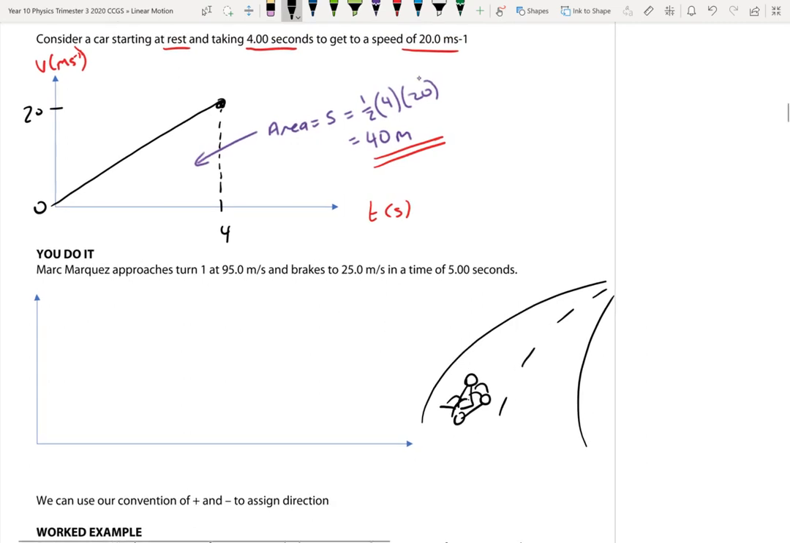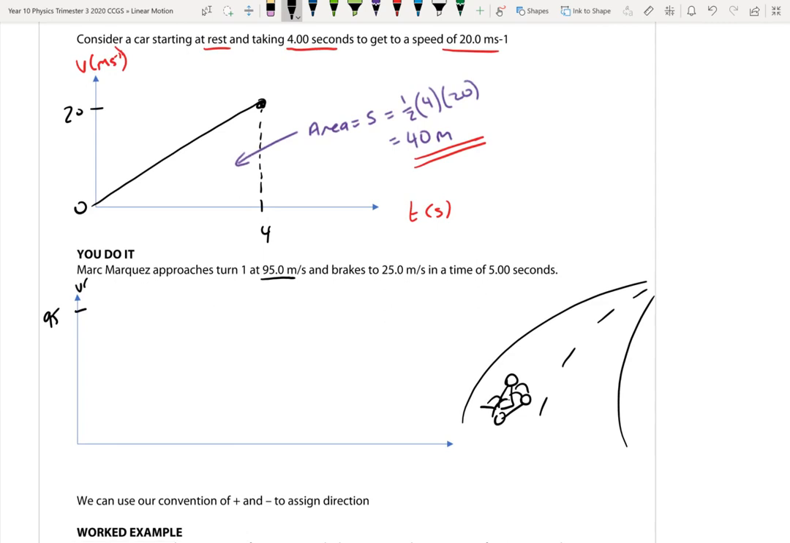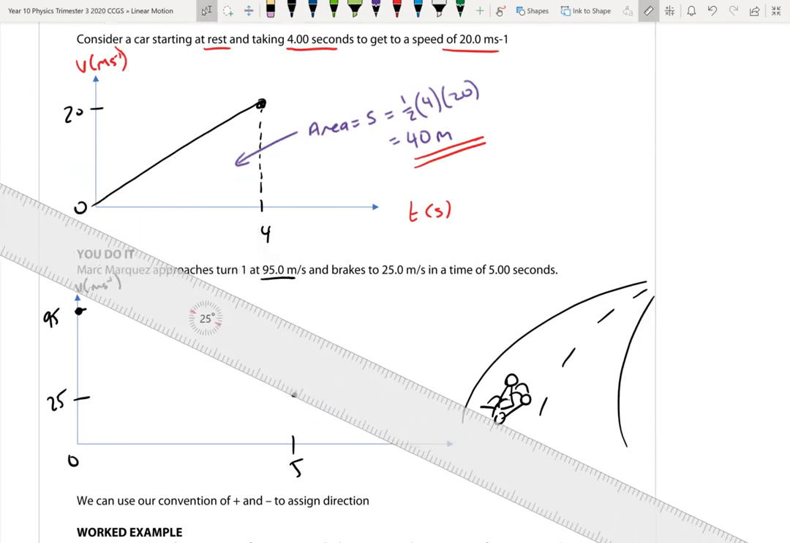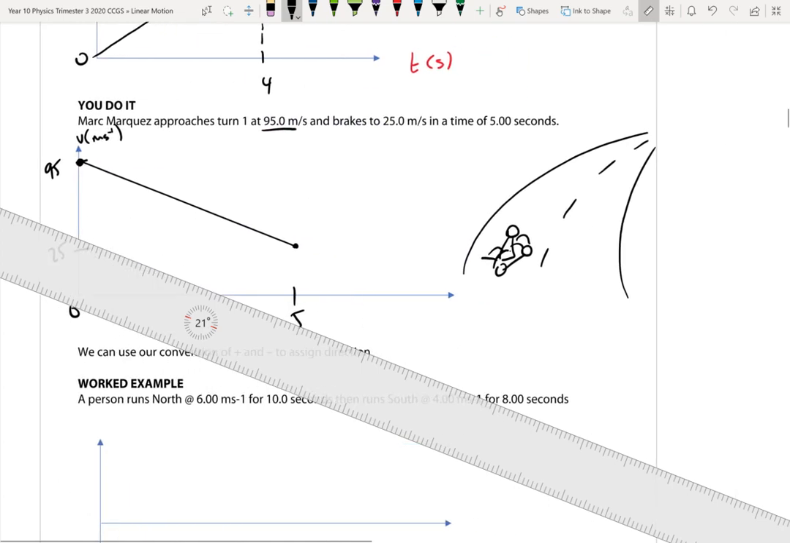He approaches turn 1 at 95 meters per second, and he then needs to decelerate to 25 in a time of 5. So he's starting there. He's not coming to rest, he's coming to the speed that he can safely turn the corner. If he's travelling any faster than that, then he might fall off the bike or run wide and not be able to complete it. So now, here is his velocity time graph.